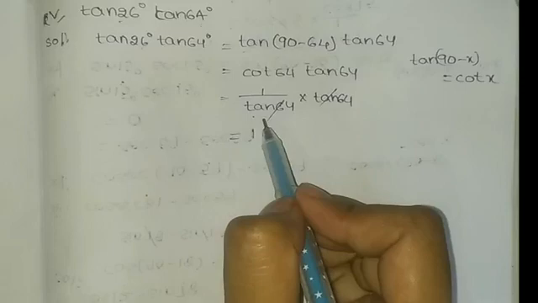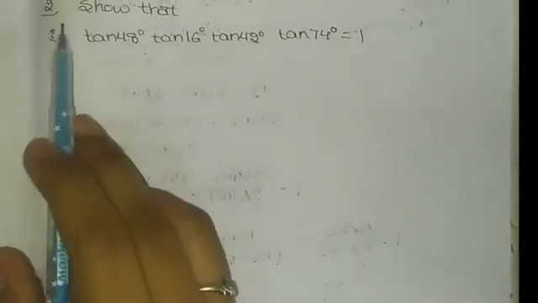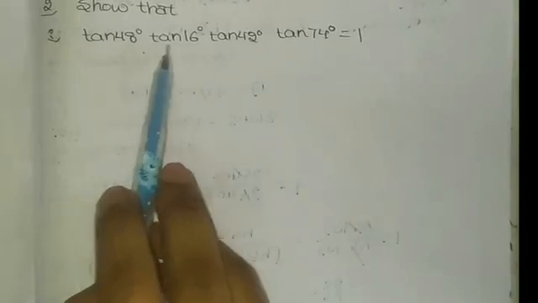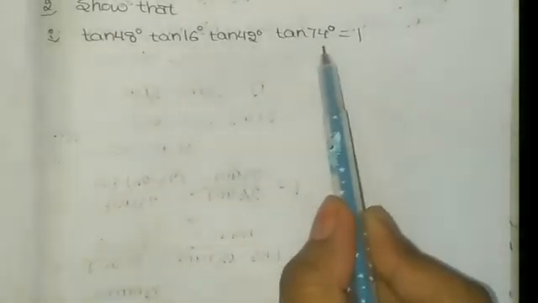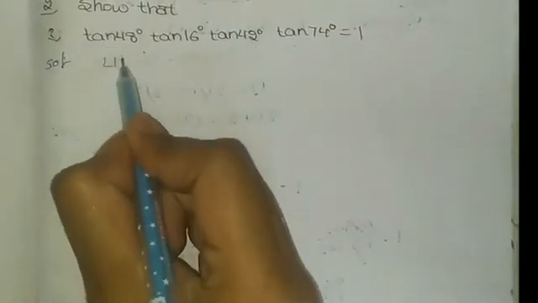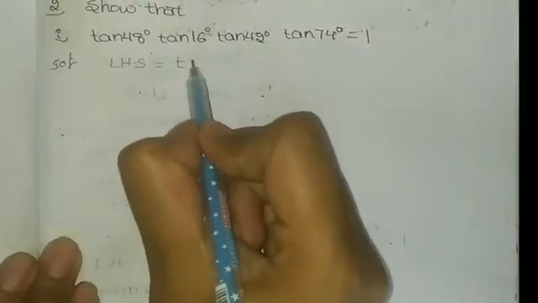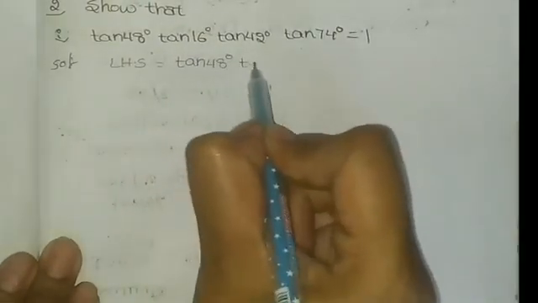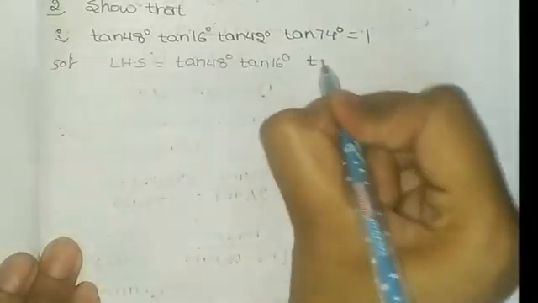Here, tan 48 can be written as tan of 90 minus 42, and tan 42. And tan 16 can be written as tan of 90 minus 74, and tan 74. Now the formula can be applied: tan 90 minus x is equal to cot x. So here we have tan 90 minus x, which can be written as cot x. So cot 42.